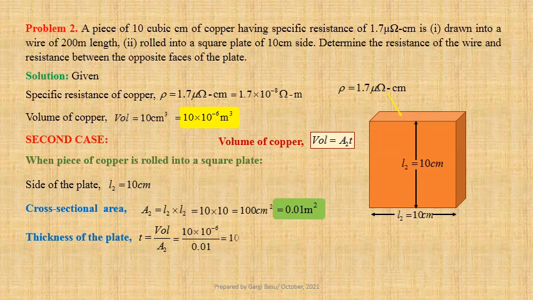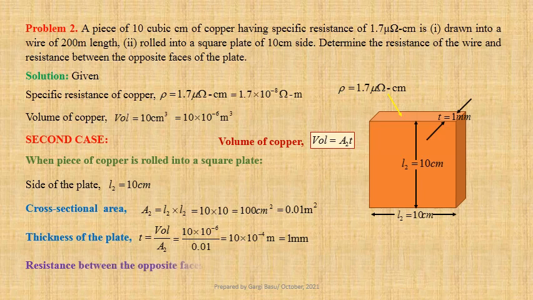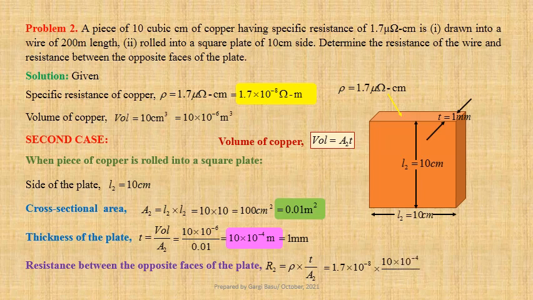That gives us 10 into 10 to the power minus 4 meter or 1 millimeter. Let us now compute resistance between the opposite faces of the plate. R2 equals rho into T by A2. Using values we get 1.7 into 10 to the power minus 8 into 10 into 10 to the power minus 4 divided by 0.01. That gives us 1.7 into 10 to the power minus 9 ohm or 0.0017 micro ohm.